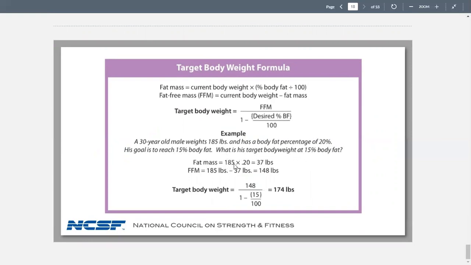So your fat mass equals 185 times 0.20 equals 37 pounds. Fat-free mass equals 185 pounds minus 37 pounds equals 148 pounds. So your target body weight would be 148 divided by 1 minus 15 over 100, which would be 174 pounds. So you can figure out what weight you need to be at to get a certain desired body fat, based on this calculation here.